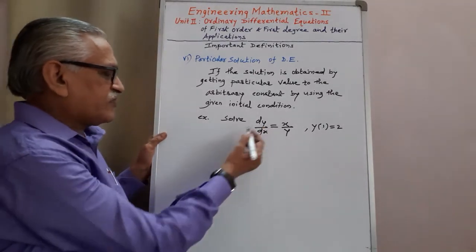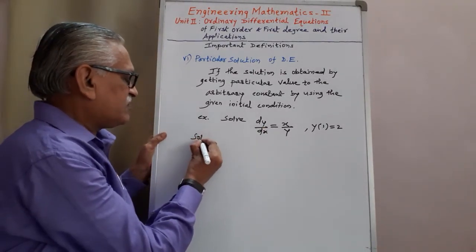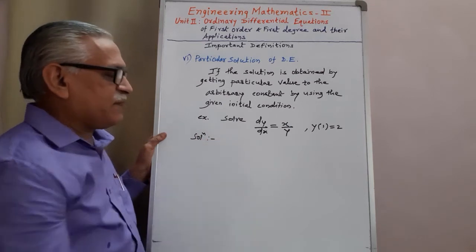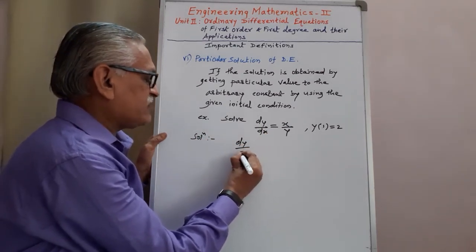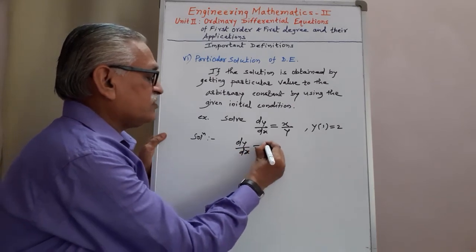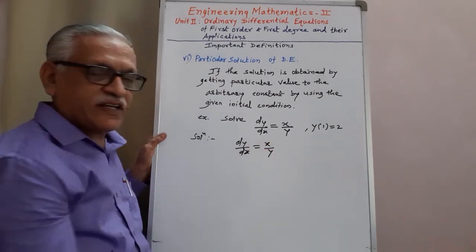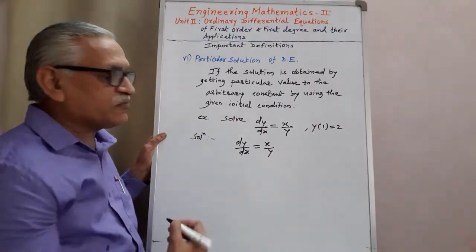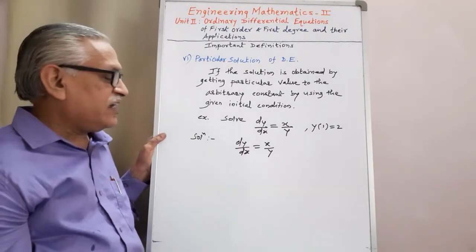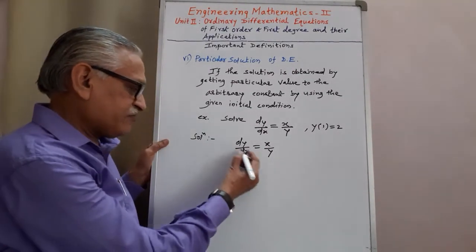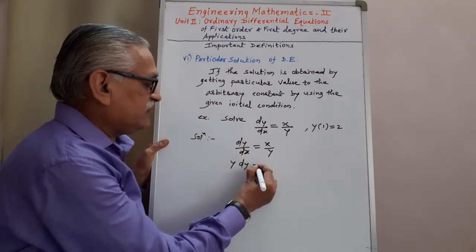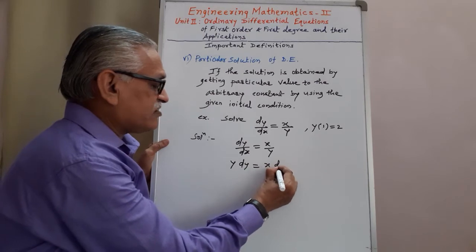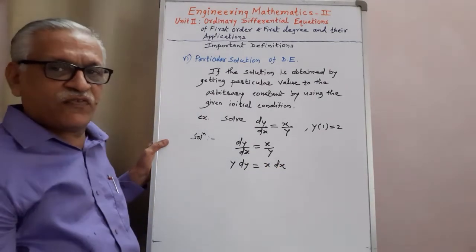And then, solving this by separating the variables, the given equation is dy by dx is equal to x by y. Separating the variables, taking terms of x dx on one side and y dy on the other side, we get y dy is equal to x dx. This is called separation of variables.